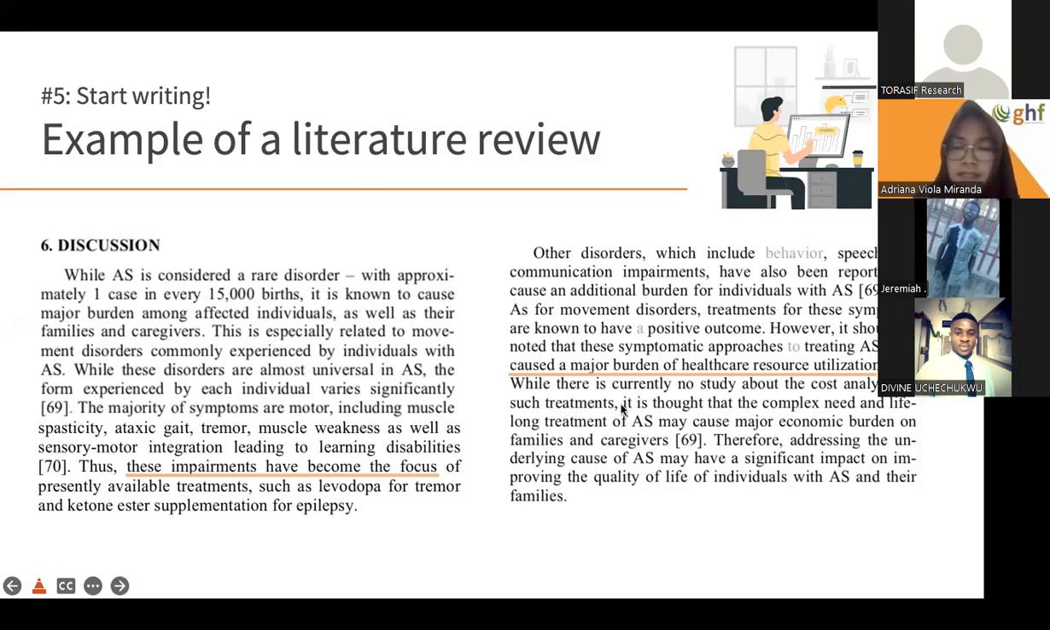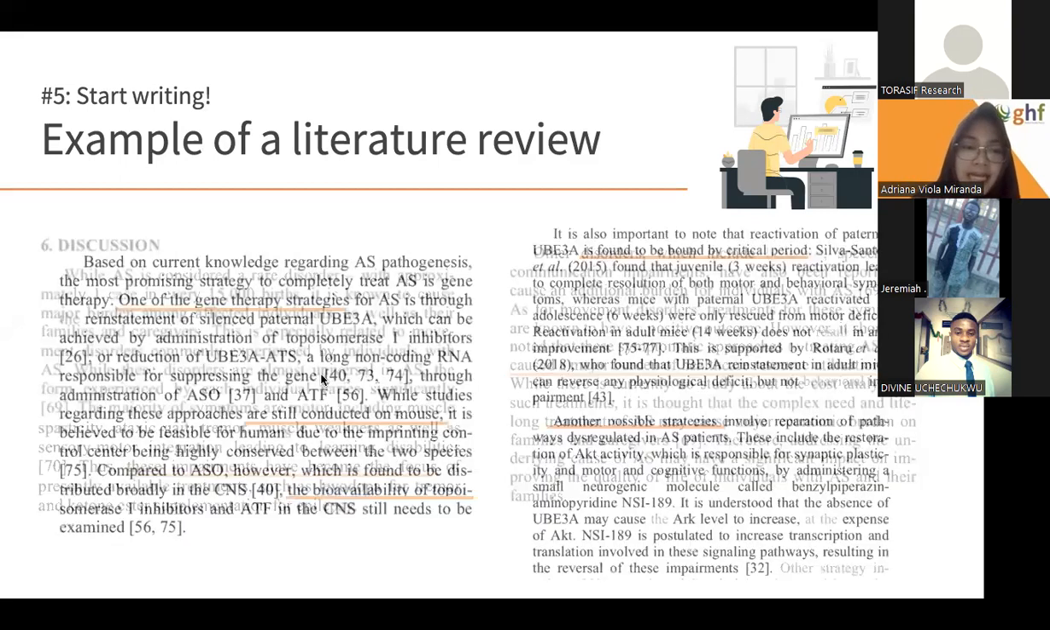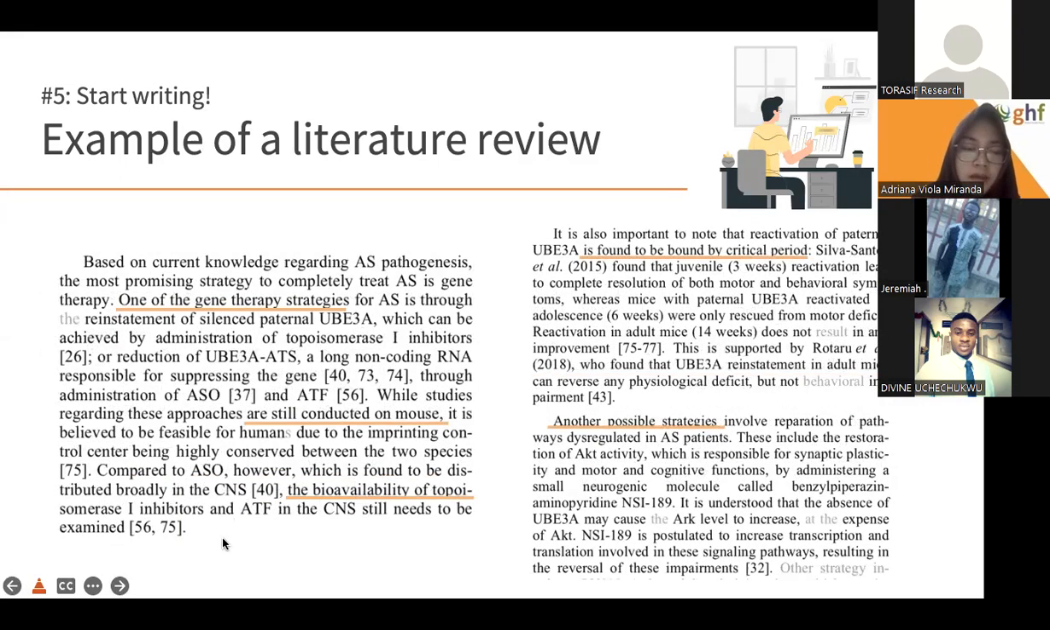Like for example, symptomatic approaches cause a major burden of healthcare resource utilization. So the treatment needs to be targeting the cause instead of only the symptoms. And then we further summarize the gene therapy strategies that are already in the database, something like this.